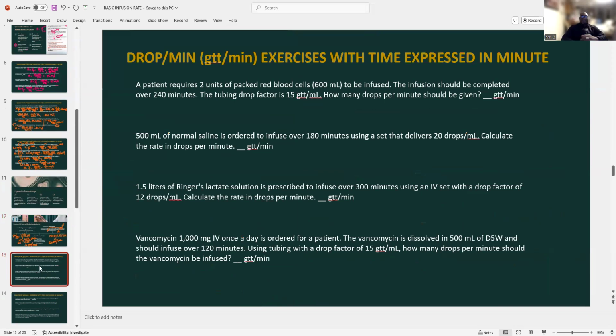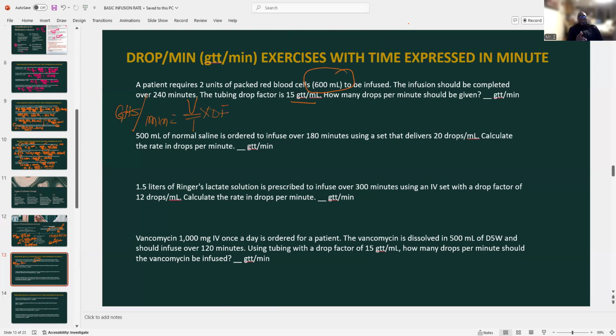Let's do some exercises. Your drops per minute with a time that is expressed in minutes. Good. You need your time to be in minutes. In this exercise, this patient required 2 units of red blood cells, and it's equivalent to 600 milliliters. That is your volume. The infusion should be completed over 240 minutes, and the drop factor is 15. So your drops per minute, which is GTT, equals what? Volume over time multiplied by drop factor.